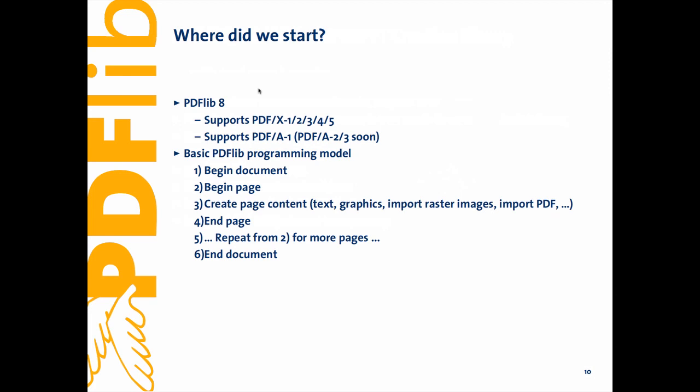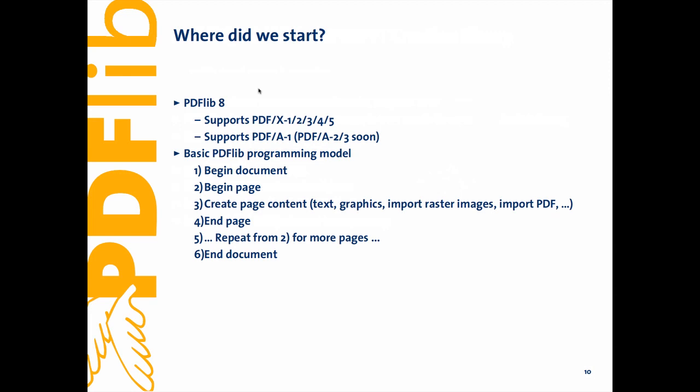And what does the basic PDFlib programming model look like? I wrote it down in pseudocode. I didn't want to bother you with an actual program, just the basic structure of a PDFlib application program. You start with an API call to begin a document. For example, in this step, you provide the name of the output file. Then you say with an API call, I want to begin a page.